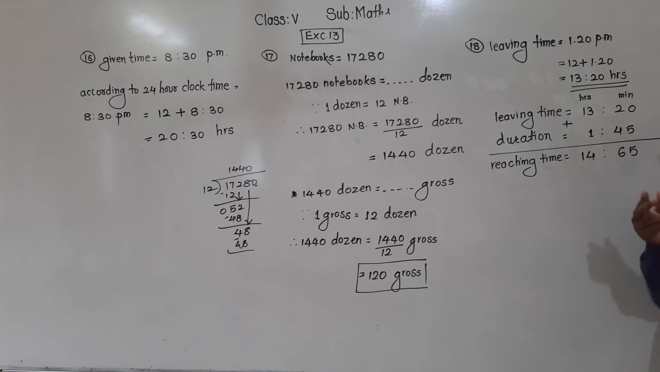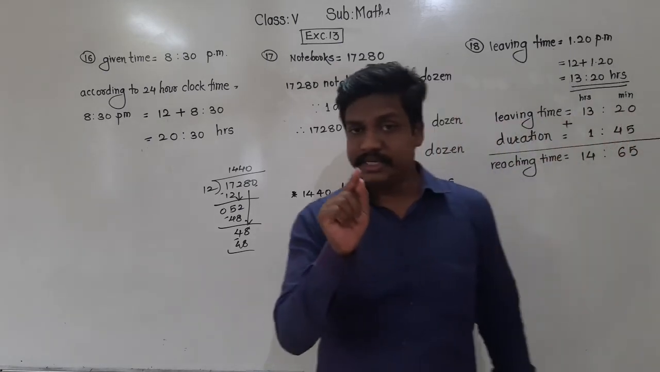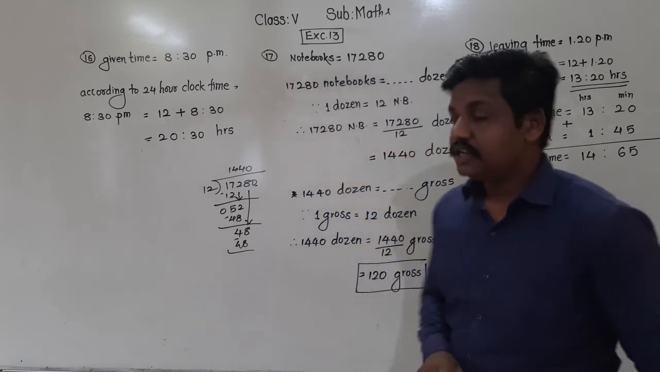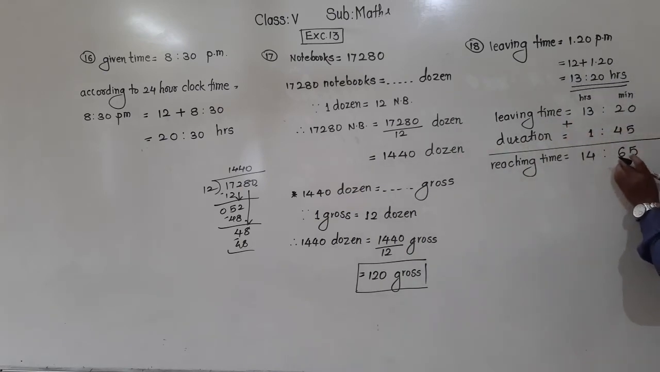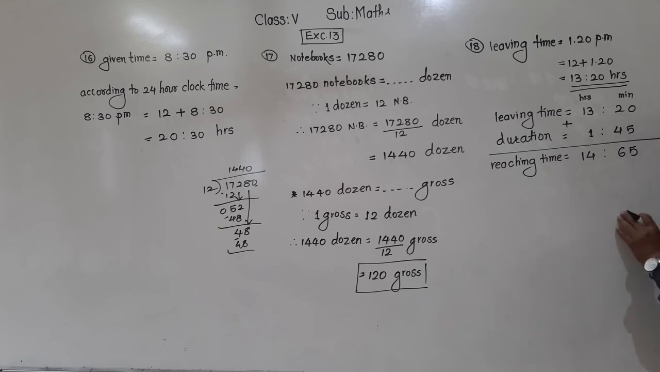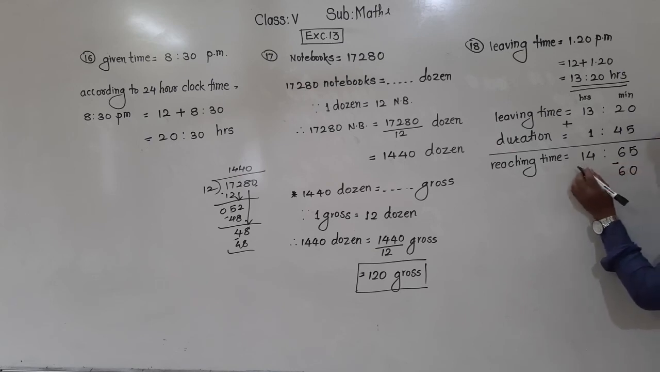See this, minutes are more than 60. You know, 60 minutes make 1 hour, right? So from these 65 minutes, we can make 1 hour. So this 1 hour we will shift to the hour column. Then whatever minutes remain will be minutes, and here in 14 hours 1 hour will be added. So from this 65 minutes, we know that 1 hour means 60 minutes. So 60 minutes we will subtract, and that 60 minutes means 1 hour we will add in the hour column.